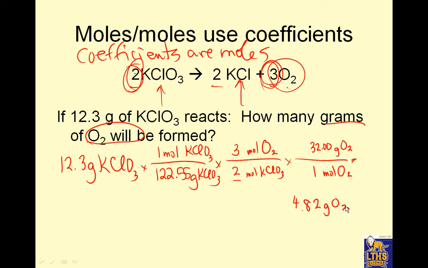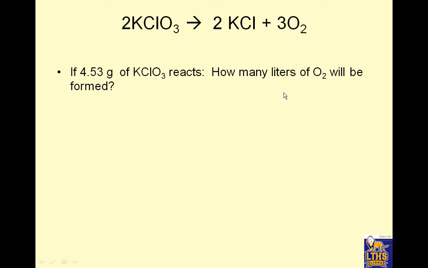4.82 grams of oxygen. All right, so what does this mean, you say? It means if I start with 12.3 grams of this, I should be able to get 4.82 grams of that out of that chemical reaction. And that's the math of chemistry. Stoichiometry, woo.